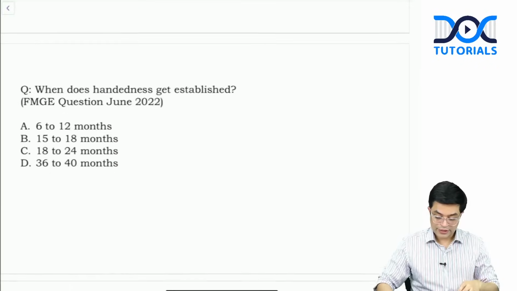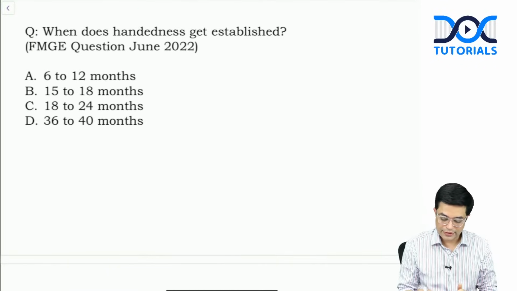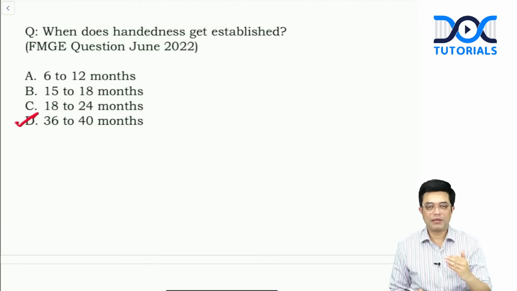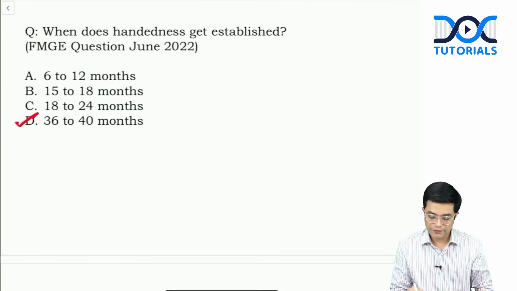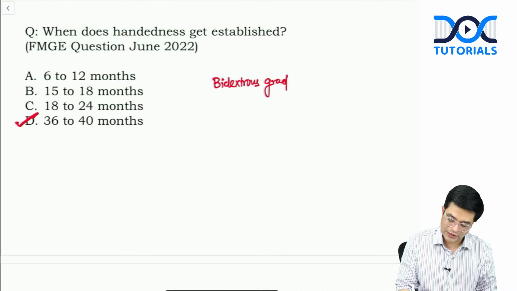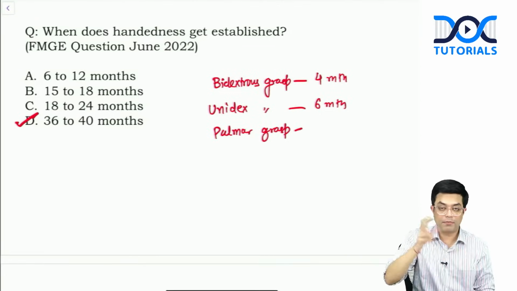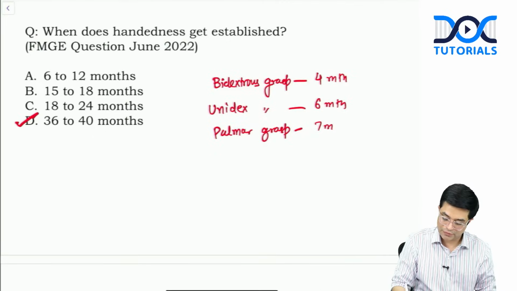सो नेक्स्ट, व्हेन डज हैंडेडनेस गेट एस्टैब्लिश्ड? रिसेंट क्वेश्चन है FMG का. इट इज 3 years पे आता है, द क्लोजेस्ट आंसर इज 36 to 40 months. डेवलपमेंट माइलस्टोन डिटेल में पढ़ना है, वटएवर सोर्स यू आर फॉलोइंग. देर आर फ्यू पॉइंट्स विच आर वेरी फ्रीक्वेंटली आस्क्ड ग्रिप से रिलेटेड. सो बाई डेक्स्ट्रस ग्रेस्प कब आता है, इट कम्स एट 4 months. यूनिडेक्स्ट्रस ग्रेस्प कब आता है, कम्स एट 6 months. पामर ग्रेस्प कब आता है? सी, पामर ग्रेस्प एक रिफ्लेक्स भी होता है, दैट इज सेपरेट. पामर ग्रेस्प एज अ माइलस्टोन, इट कम्स एट 7 months.